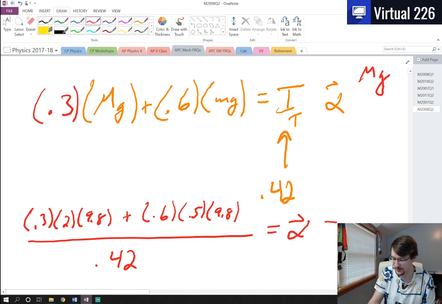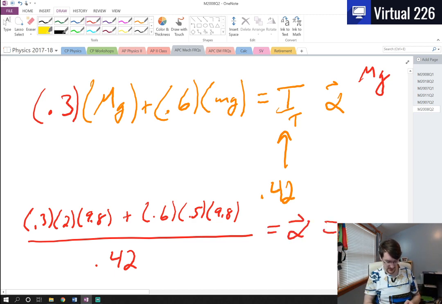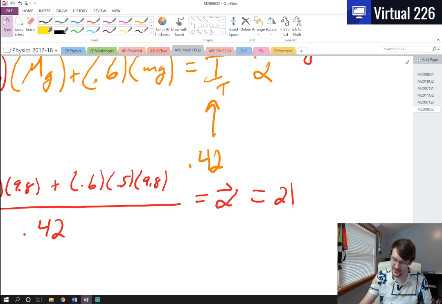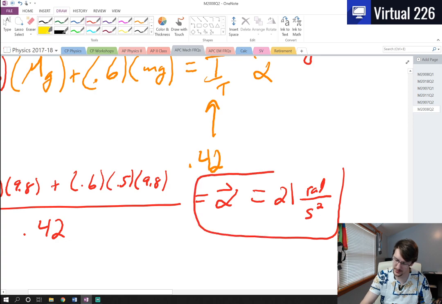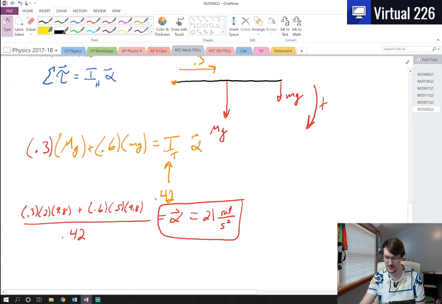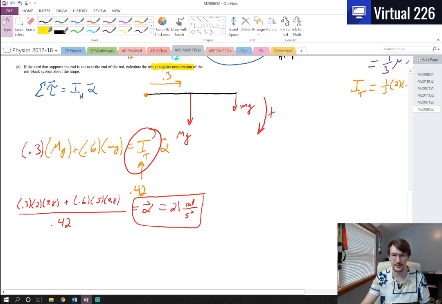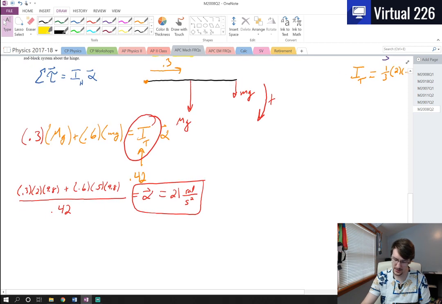That is going to be equal to alpha, which, oh boy, let's see. 0.3 times 2 times 9.8 plus the quantity of 0.6 times 0.5 times 9.8, divided by 0.42, about 21. Actually, I got exactly 21, which is cool. And units of alpha are radians per second squared, because it's an angular acceleration. Okay, so that wasn't that bad. I just had to make sure I got that correct from part B. If you had that part wrong from part B, you'd probably get a consistency point there.